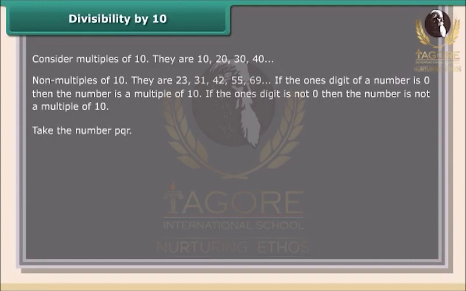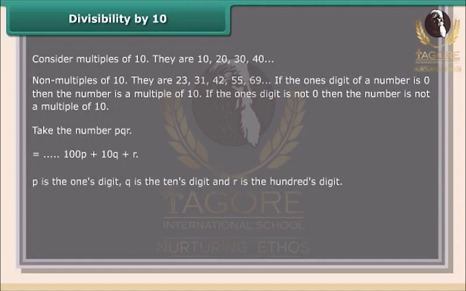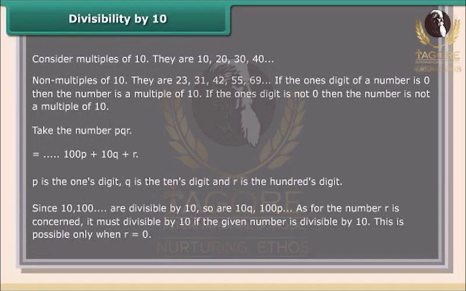Take the number PQR is equal to 100P plus 10Q plus R. R is the ones digit, Q is the tens digit, and P is the hundreds digit. Since 10 and 100 are divisible by 10, so are 10Q and 100P. As for R, it must be divisible by 10 if the given number is divisible by 10. This is possible only when R is equal to 0.